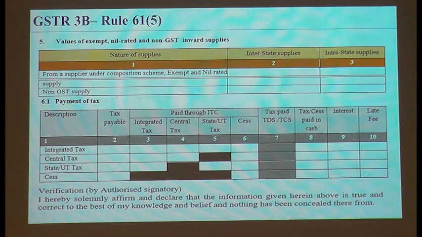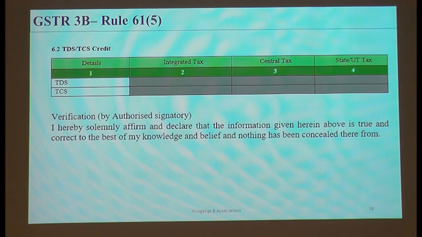After this, I need to submit my GSTR 3B. Verification will come. Once verification is done, signature has to be done by the authorized signatory, and later on I need to submit the GSTR 3B. TDS, presently it is not applicable.